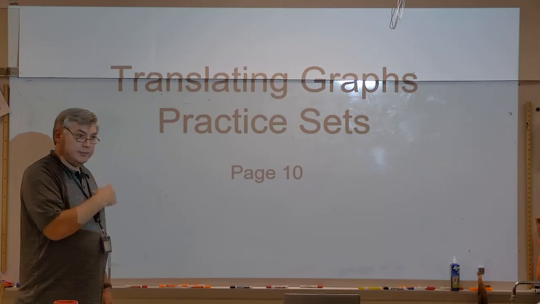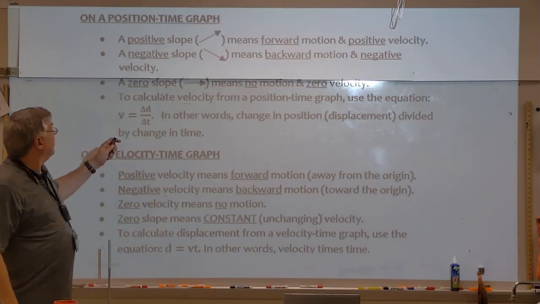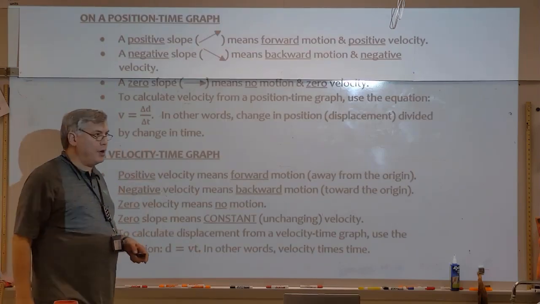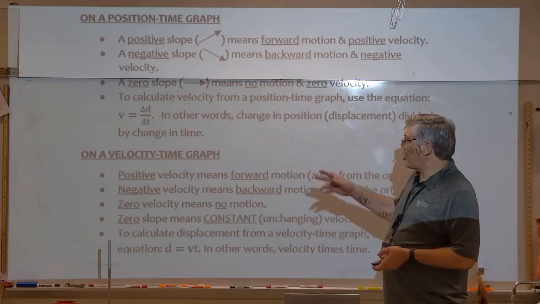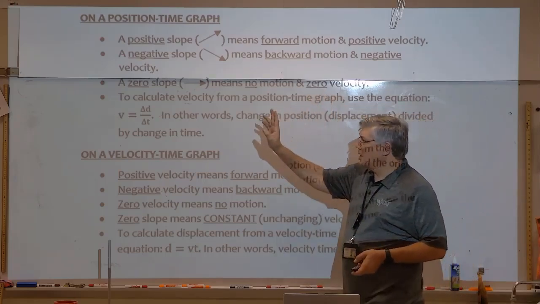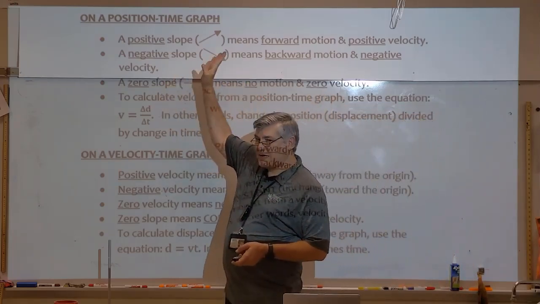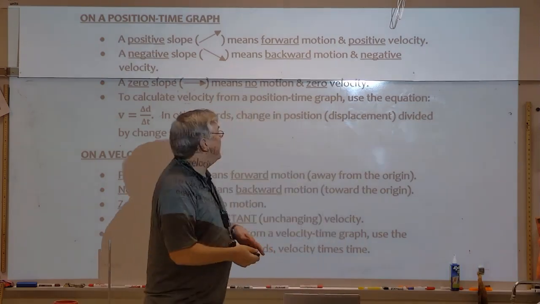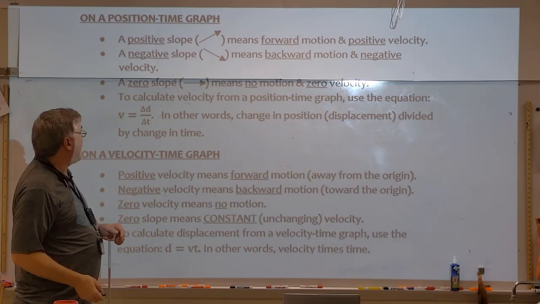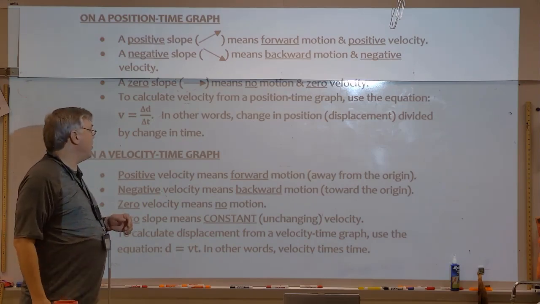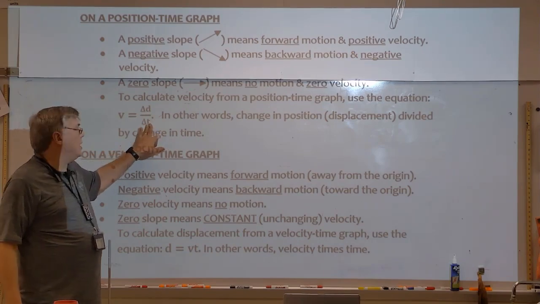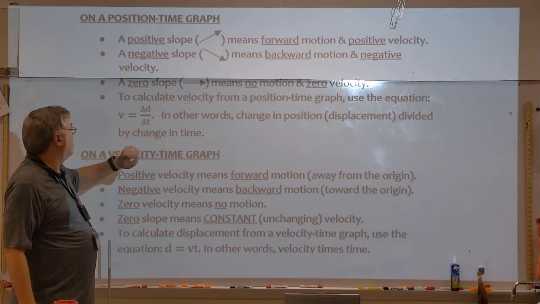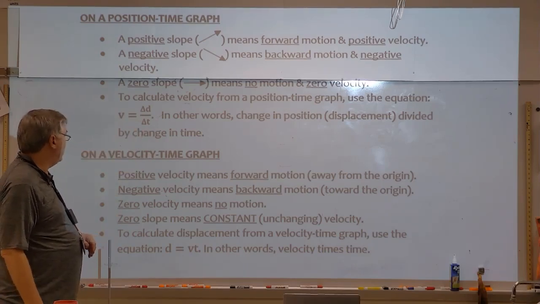The paper that you picked up here has some useful hints for position time graphs and velocity time graphs. For position time graphs, a positive slope means you're moving forward. Negative slope means you're moving backwards. Zero slope means you're not moving. Velocity is the change in distance over change in time. So that's the slope for calculation.